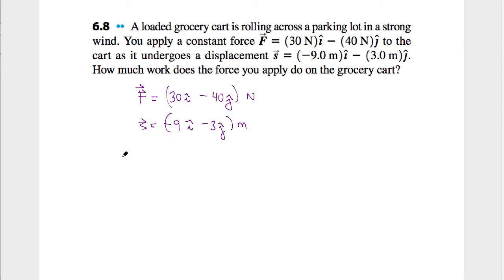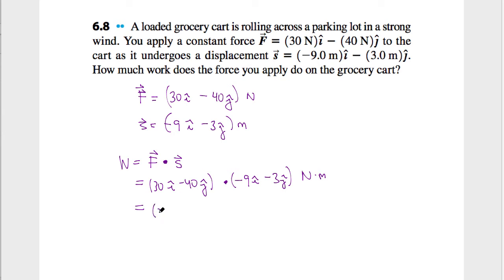So here I'm going to use my other definition of work. Work can be defined as the dot product of force and displacement. And so that's going to be the dot product of 30 i hat minus 40 j hat and negative 9 i hat minus 3 j hat. And so that's going to be newtons times meters in the end. So if you forget how to do a scalar dot product, you just multiply together the i components and then add that to the product of the j components.